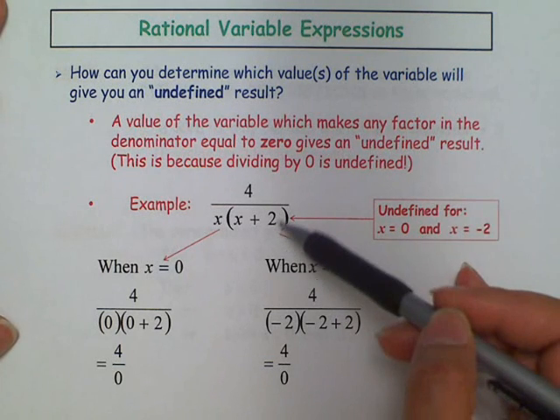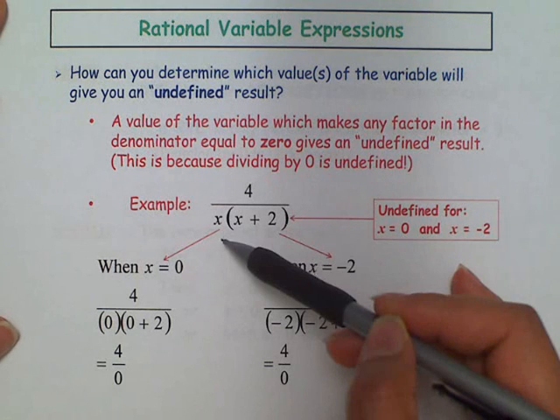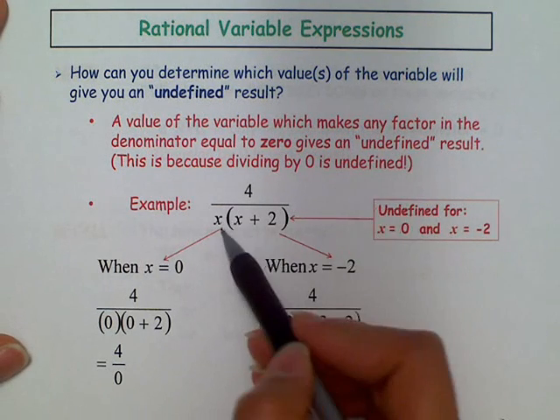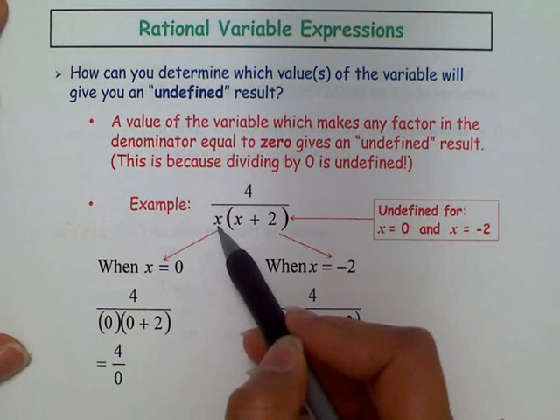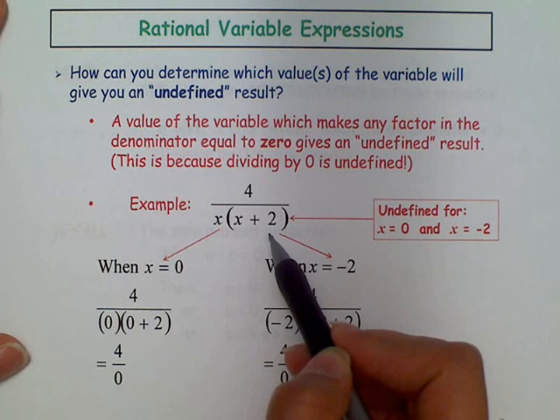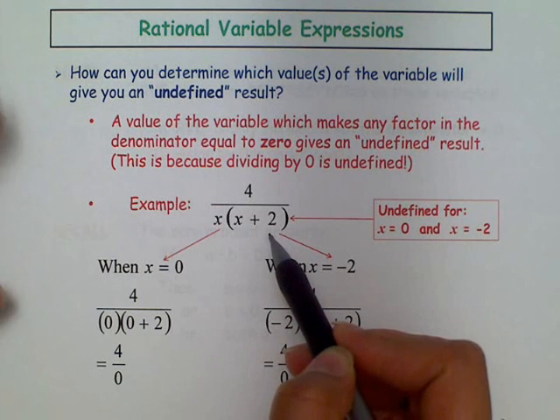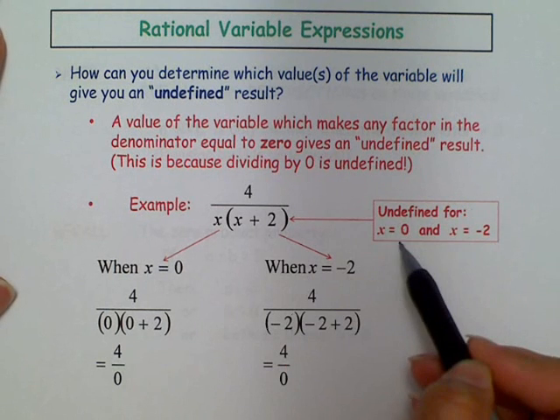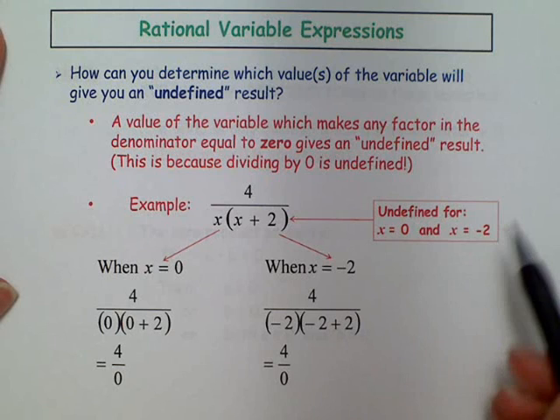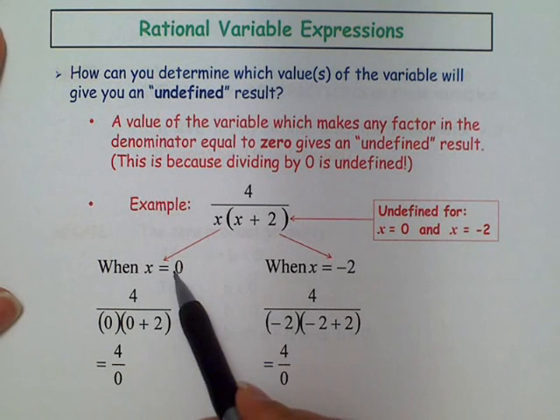Here we have an example where we have 4 over x times x plus 2. If we try to figure out what values of x would make either the first factor, which is x, or the second factor, which is x plus 2, equal to 0, we would see that x equals 0 and x equals negative 2 are the two values of x.